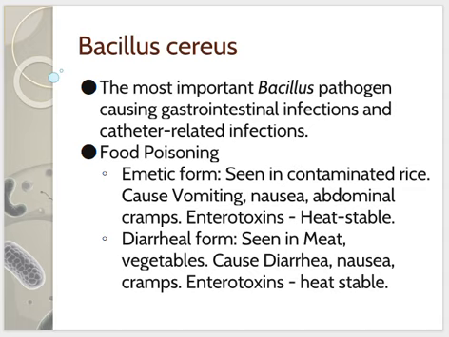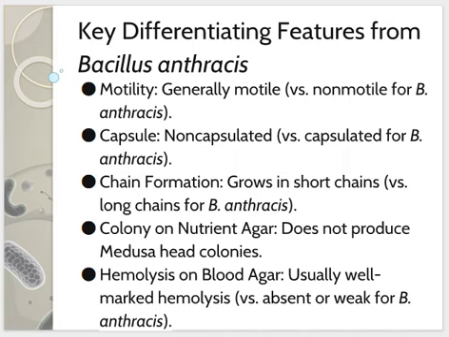Bacillus cereus differs from Bacillus anthracis in several ways. It's generally motile, unlike the non-motile anthracis. It lacks a capsule, grows in short chains rather than long ones, and doesn't produce the characteristic medusa head colonies on nutrient agar. It also shows strong hemolysis on blood agar, whereas anthracis shows little or none. These differences help us distinguish between the two in the lab.